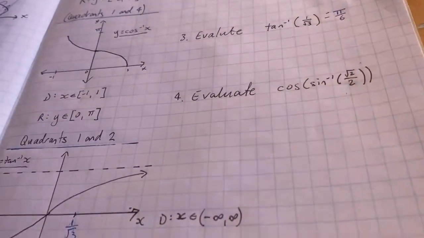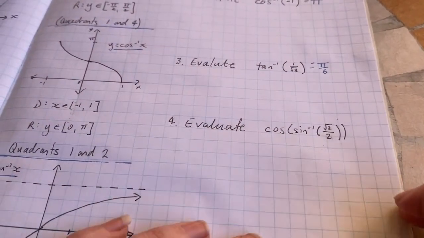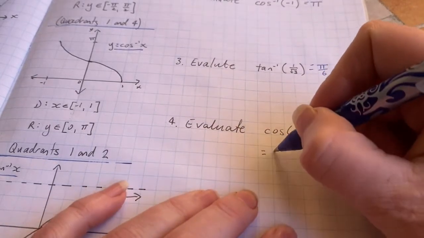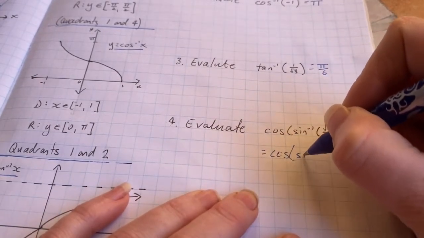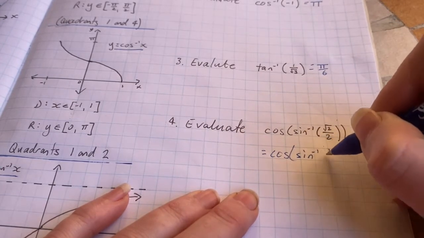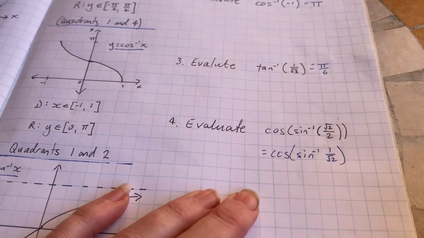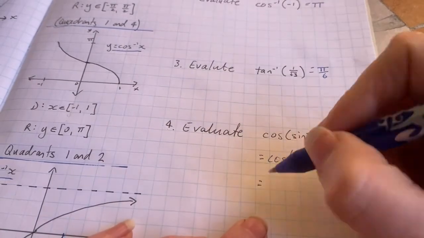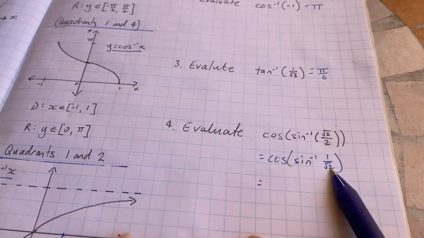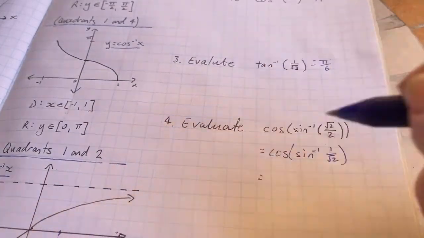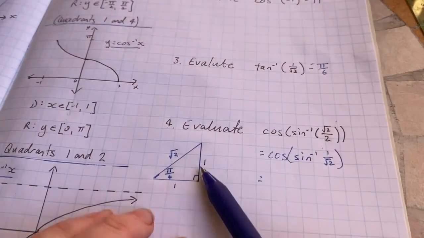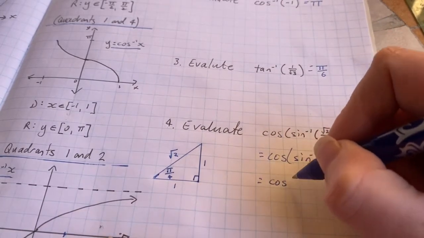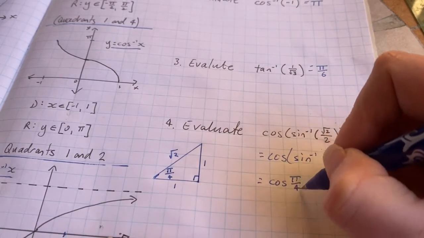Okay, this last one on this page, cos of sine inverse root 2 on 2. Now remember, root 2 on 2, that's the same as 1 on root 2. It's the same thing, it's just been rationalised. So we just need to go in steps here. Sine inverse of 1 on root 2 from our exact value triangle is pi on 4. So that's the same as asking what's cos of pi on 4.